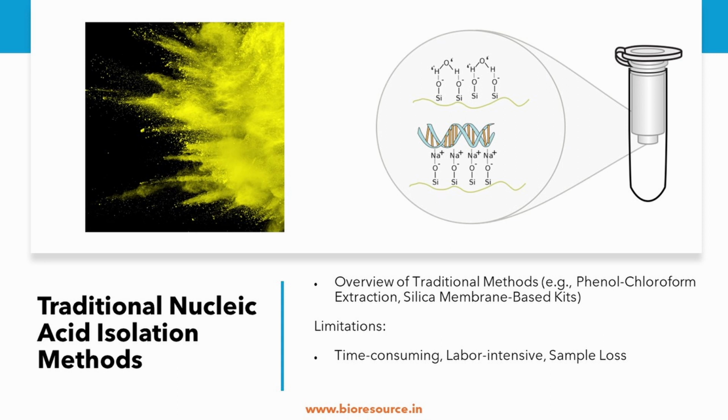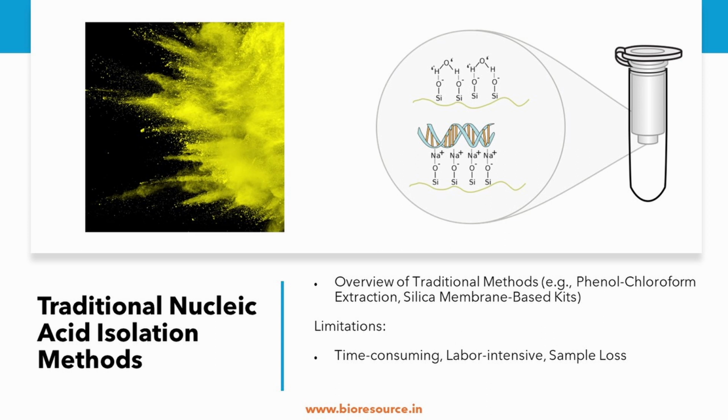The second method is the silica membrane based kits. These are commercially available as kits which offer a more user friendly approach, and they employ a silica membrane that binds DNA while allowing impurities to pass through. This method is often faster than the phenol chloroform extraction. Examples of silica membrane based kits include those from QIAGEN and other manufacturers.